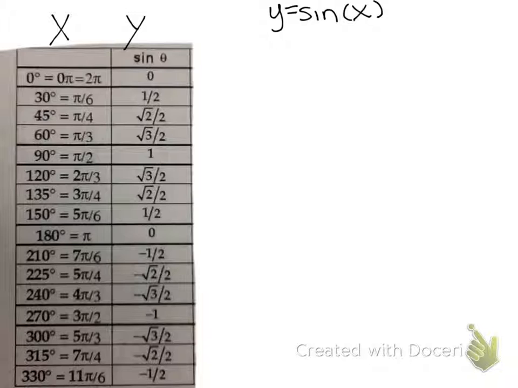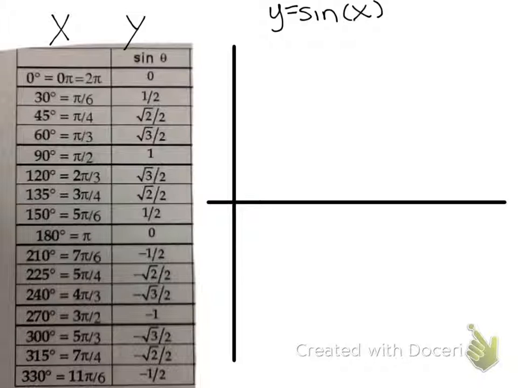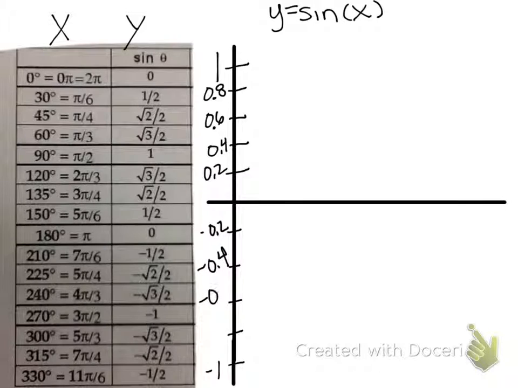So for the axes, I went ahead and looked at the different y values first. I see the biggest y value I have is a positive 1, and the smallest that I have is negative 1. So I made my scale on the y go up to 1, and I really spaced it out so that I could get accurate with the decimals in between, and it goes down to negative 1.